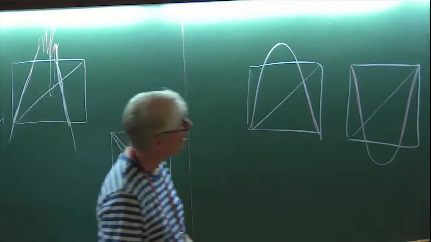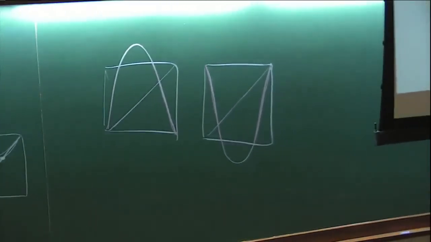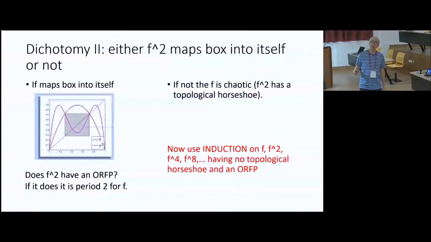So if I can't renormalize, if I don't have an orientation reversing fixed point, then I have a fixed point for F and possibly an orbit of period 2, but not an orientation reversing period 2. So I have period 1 and possibly period 2. If I have an orientation reversing fixed point for F2, then I definitely have period 1, definitely have period 2, and I now ask, do the same thing, I look at the second iterate of the second iterate.